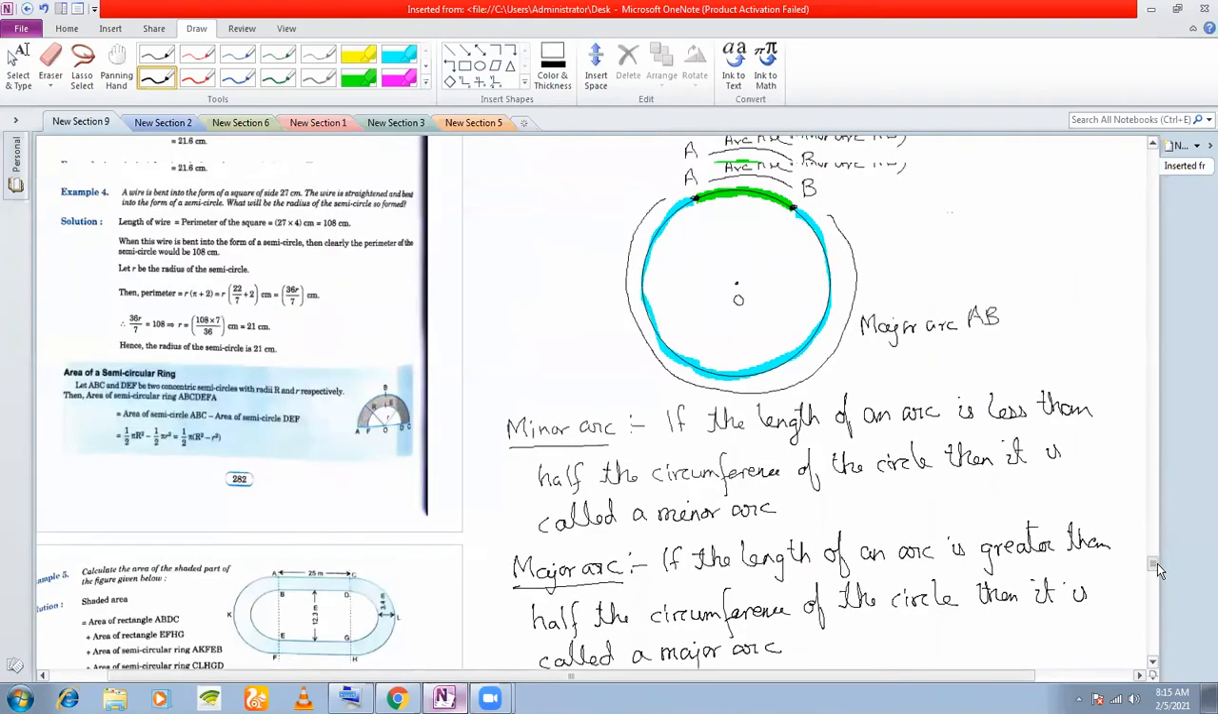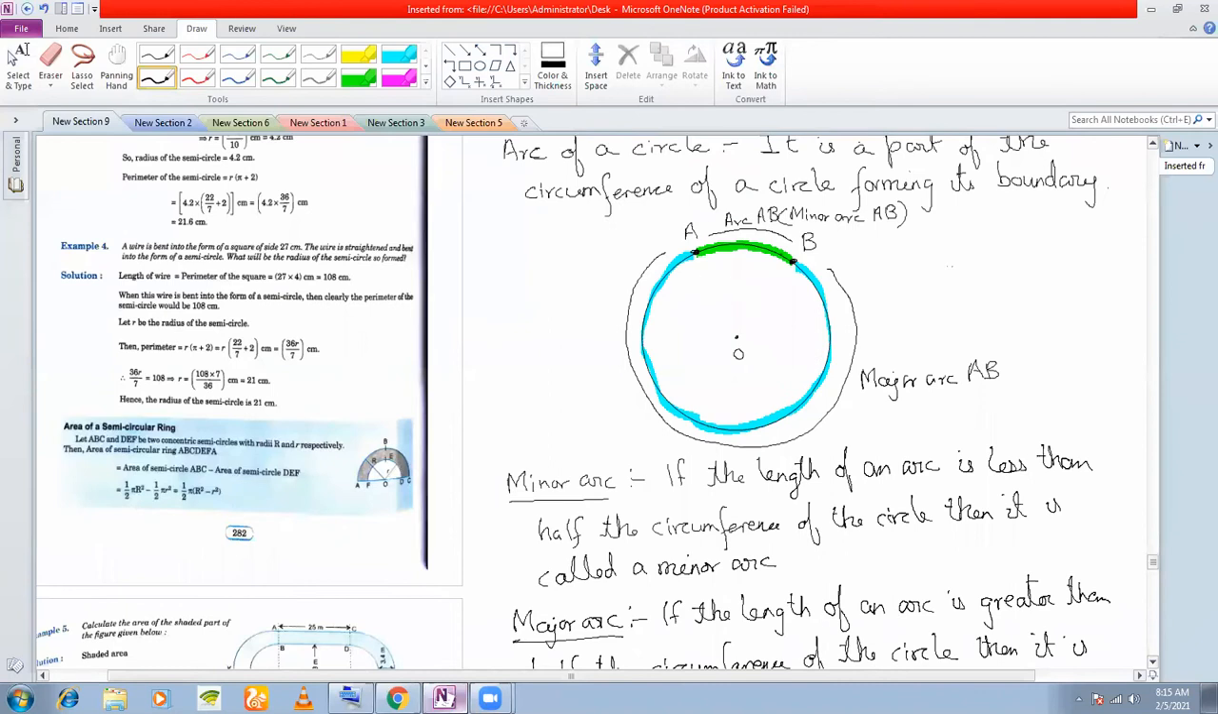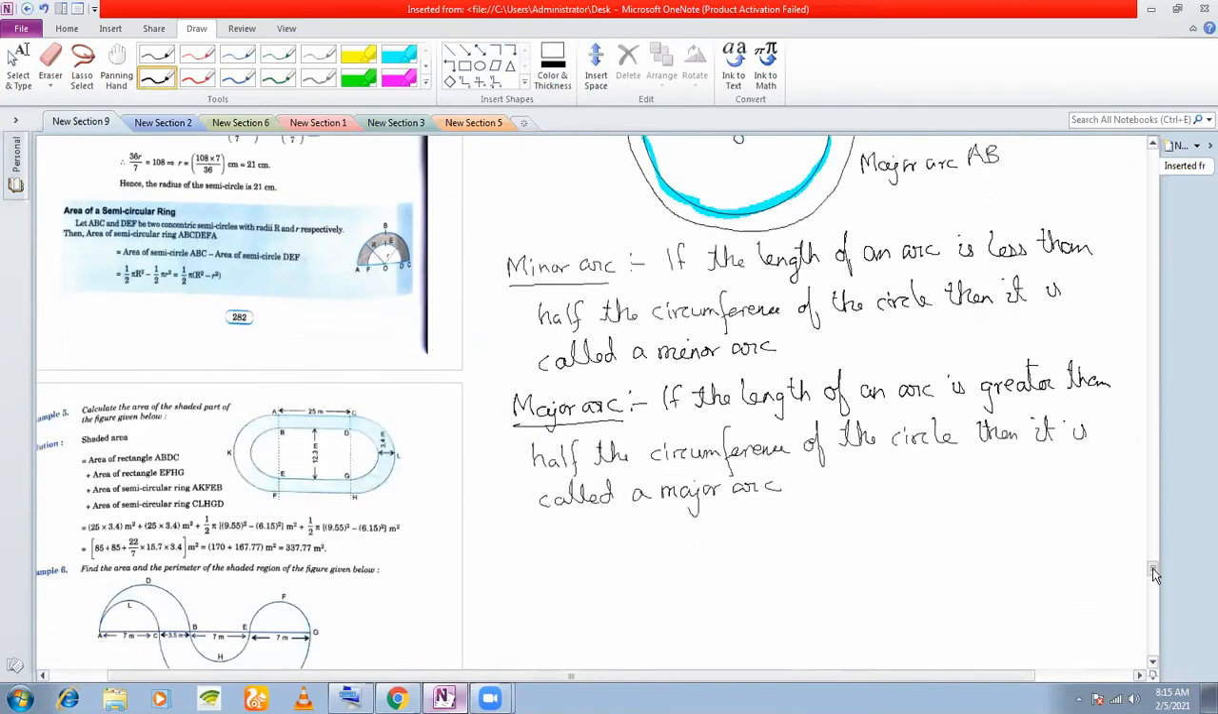So you see the green part, the length of that green part of the circumference is called minor arc because it is less than half of the length of the circumference. And the length of the blue outline part is greater than half of the length of the circle. Therefore, it is called the major arc. Major arc is the bigger arc. And we now define the semicircle. What do we mean by a semicircle?